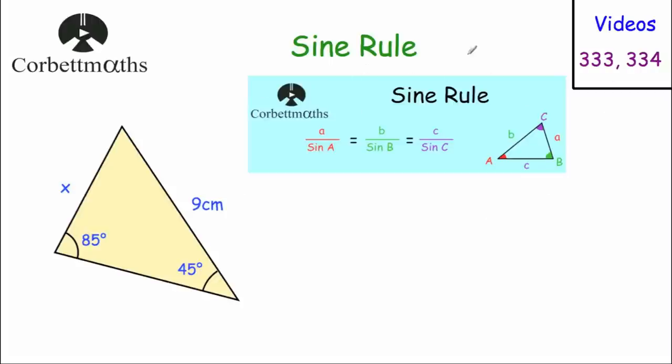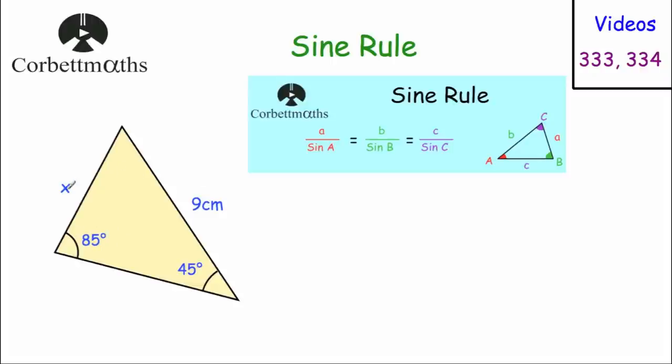And here's part of the Corbettmaths revision card. If you've got a triangle such as this, where you've got capital A, capital B, and capital C being the angles, and then you've got the opposite sides being little a, little b, and little c, the sine rule is a over sine A equals b over sine B, which is equal to c over sine C. So the sine rule is really useful whenever you know a side and the opposite angle, such as this triangle here. We've got a side 9 and the opposite angle 85 degrees. So that's going to be really useful in this question.